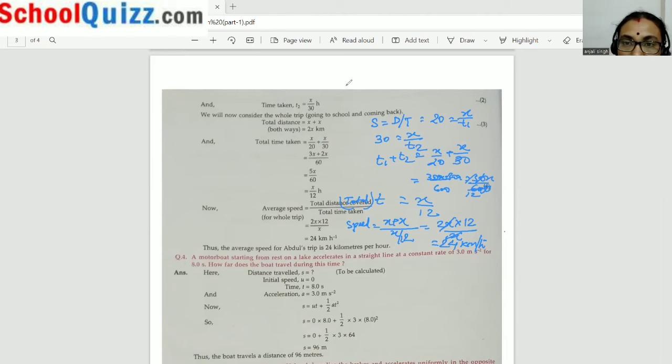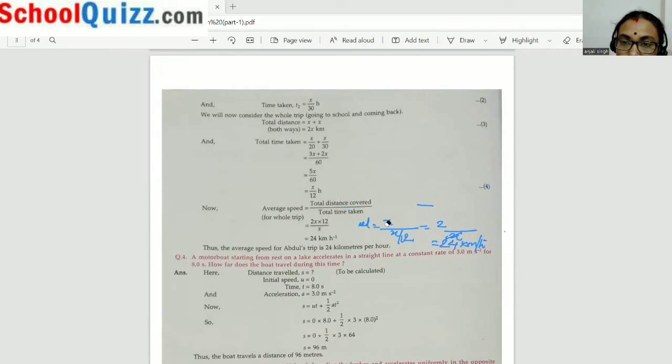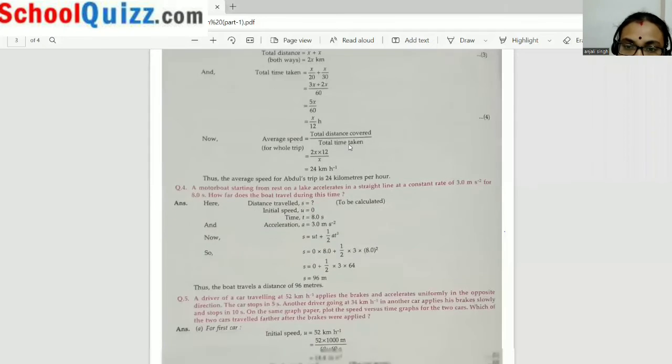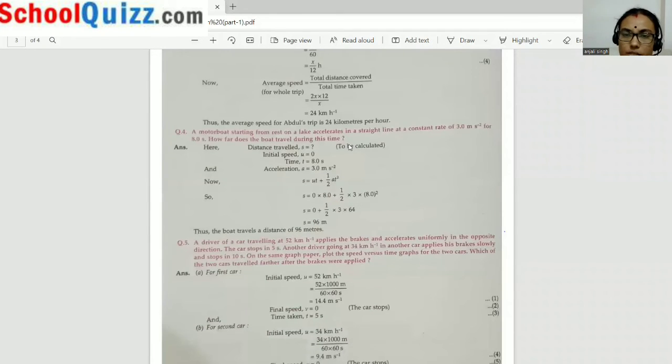Now again, we'll use the erase option. We'll move towards the next question, that will be question number 4. Okay, I think the third is clear to everyone. Now, question number 4 is really very easy.